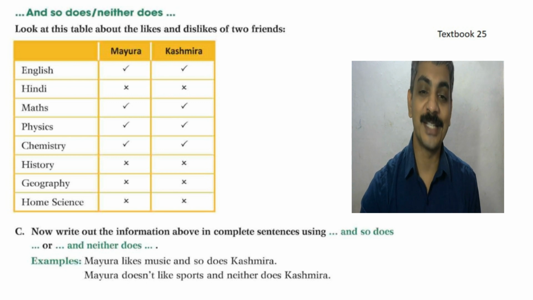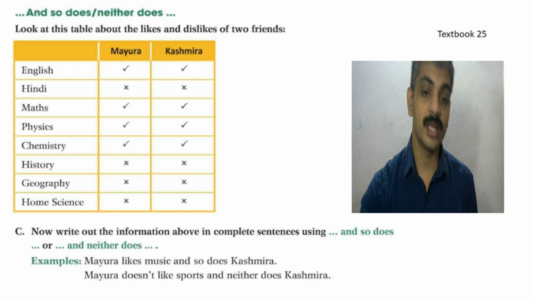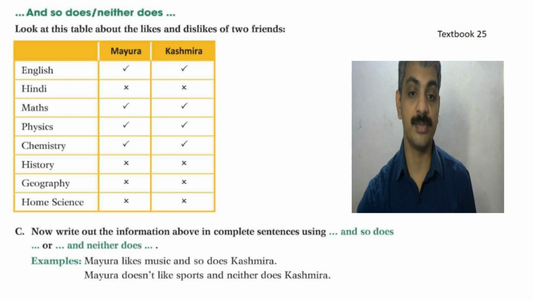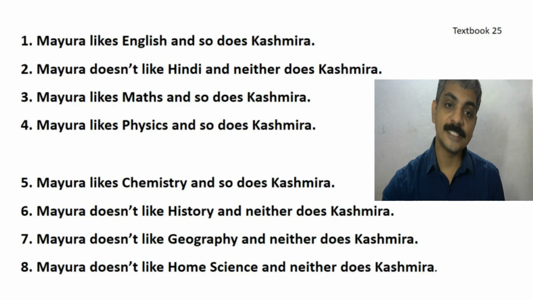Mayura and Kashmira like English, whereas they don't like Hindi. Maths, both of them like. Physics they like. Chemistry they like. In case of History, I am sorry. Geography also the same, and Home Science also. Now write out the information above in complete sentences using "and so does" or "and neither does". Here also an example is given. Mayura likes music and so does Kashmira. Mayura doesn't like sports and neither does Kashmira. We shall see the answers.